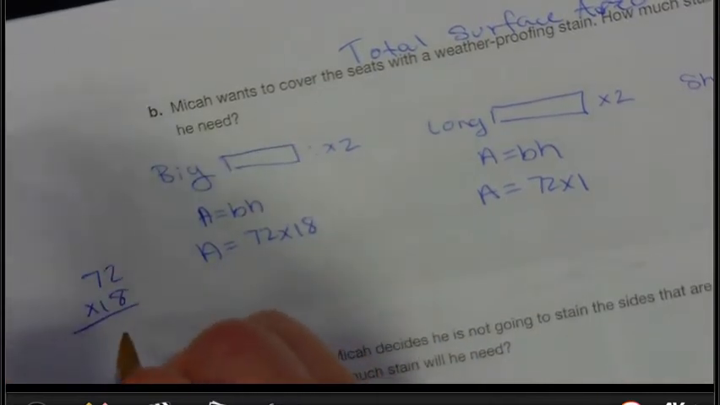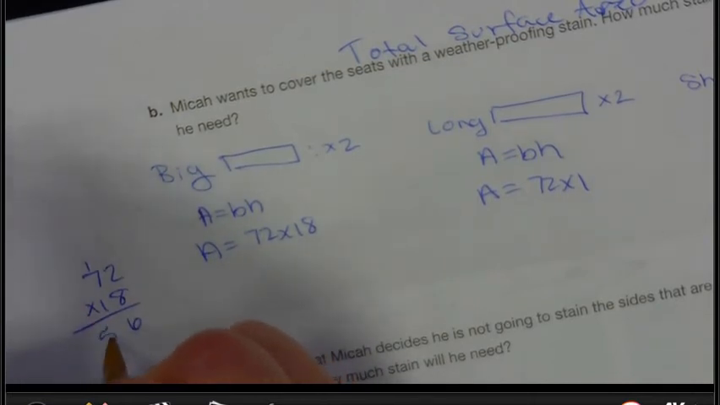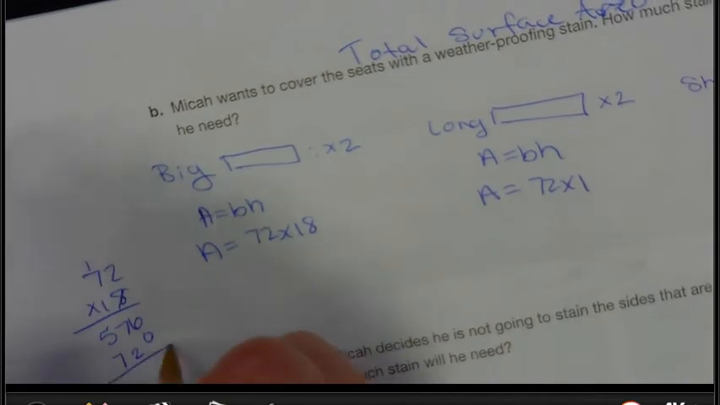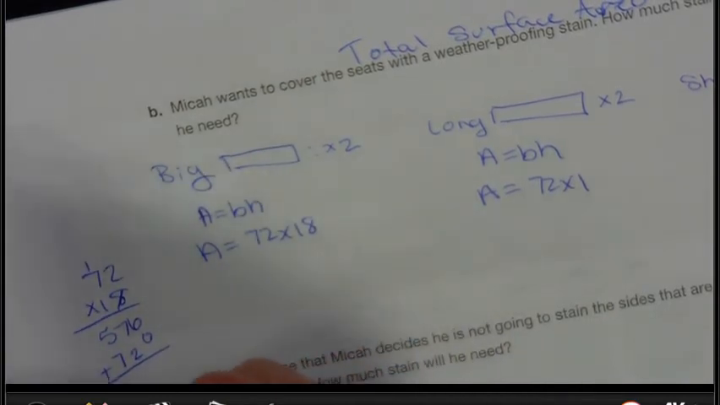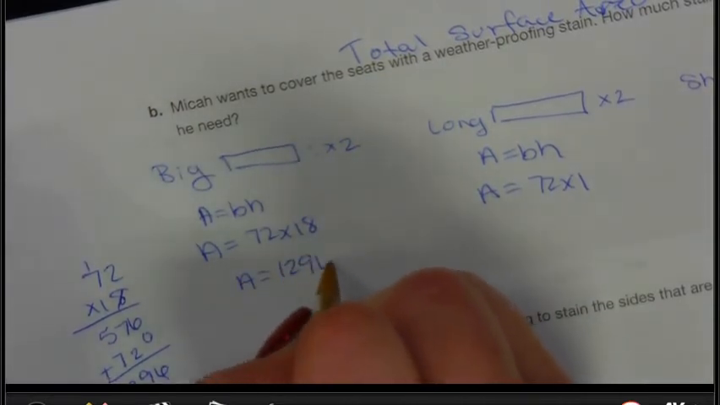All right. For my big rectangle, it's going to be 72 times 18. So let's do this really fast. 8 times 2 is 16. 8 times 7 is 56. Plus 1 more is 57. Cross out, place the 0. 1 times 2 is 2. 1 times 7 is 7. And I'm going to add all these up to get 1,296. So that is just the area of 1.